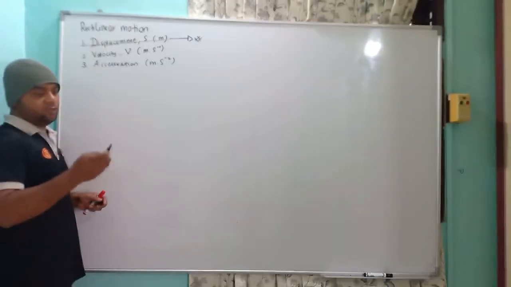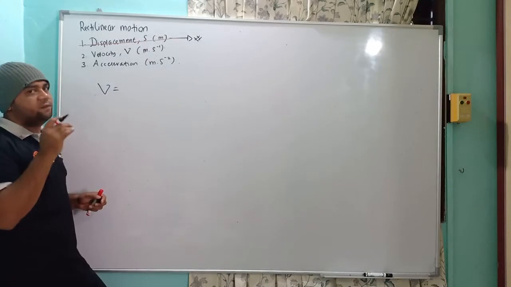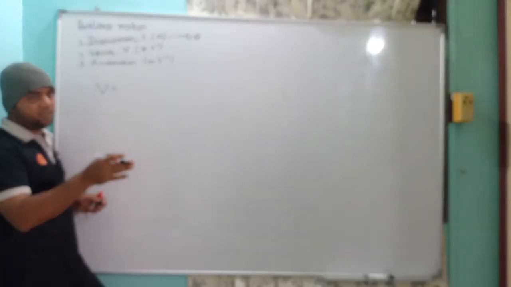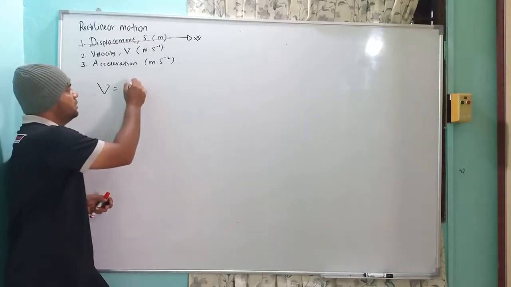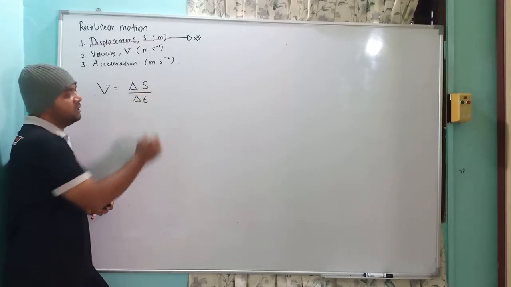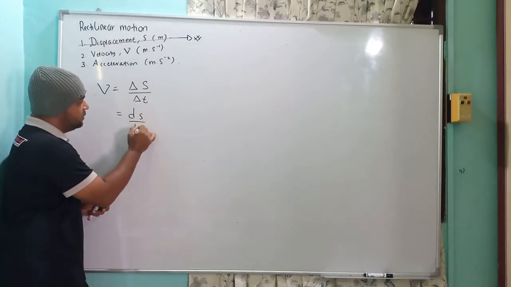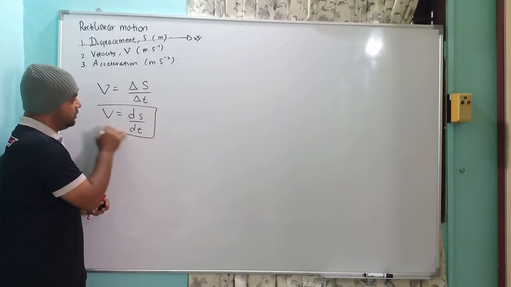So the second part is velocity. Velocity is the rate of change of displacement with respect to time. So delta S divided by delta t, or we can write it as ds over dt. So v equals ds over dt.